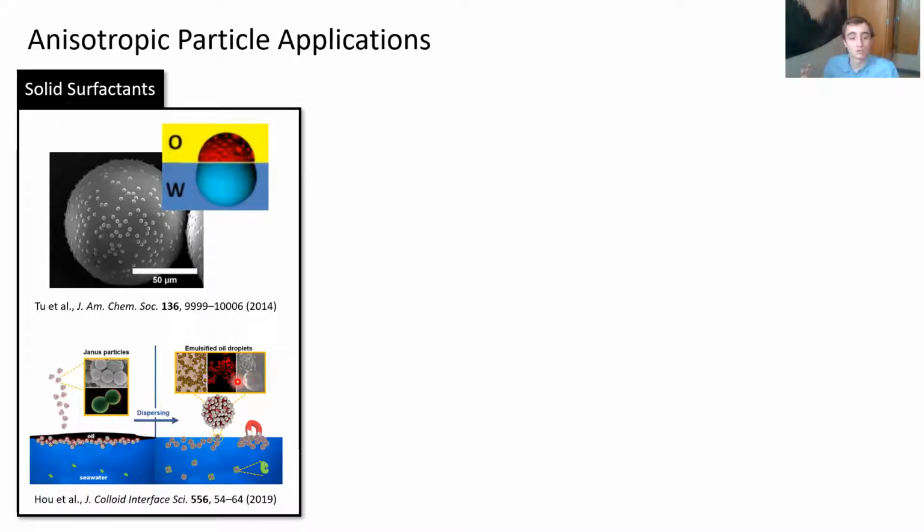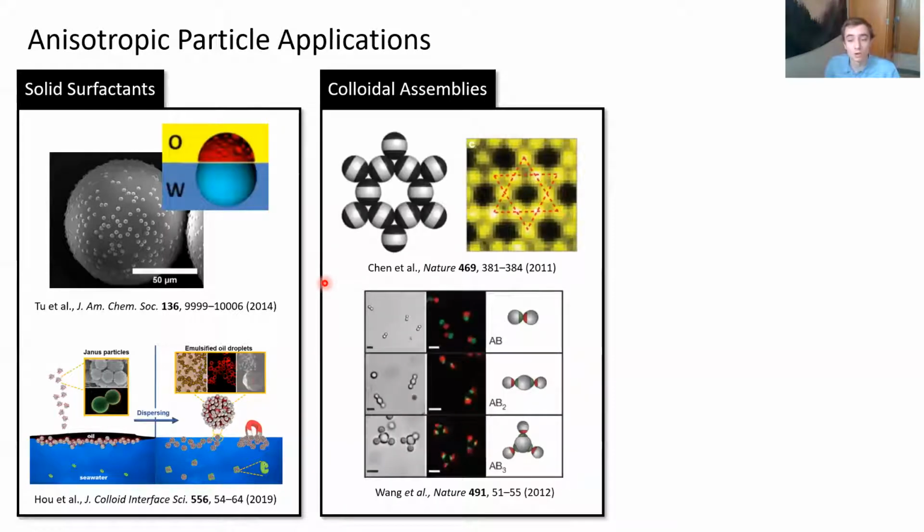For example, we have Janus particles here, which are a specific type of anisotropic particle that have two distinct phases. This asymmetry enables a large number of applications. For example, solid surfactants, because these two hemispheres can stabilize two different phases, essentially stabilizing emulsions and preventing them from unmixing. It can also be used in colloidal assemblies.